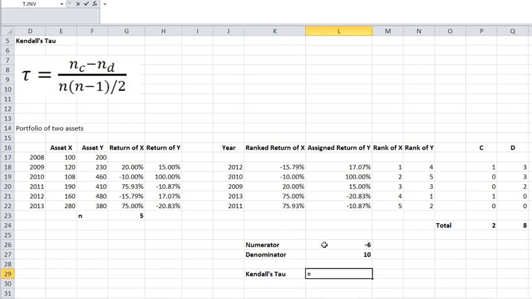And finally, our Kendall's tau is our numerator divided by the denominator. So it becomes negative 0.6, the same exact number we got previously.